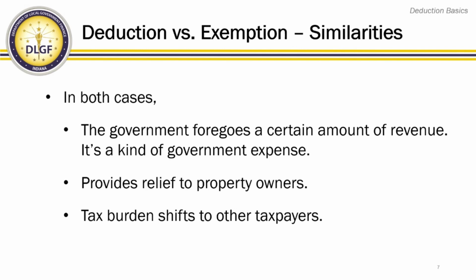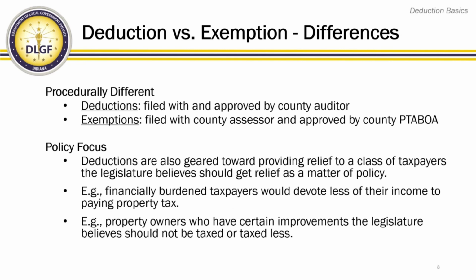In both the case of a deduction and an exemption, the government is foregoing a certain amount of revenue and really kind of operating as an expense or a loss of revenue to the local unit. It provides property tax relief to owners, and it's going to have an overall impact of shifting the tax burden to other taxpayers. But the differences are really what is important.